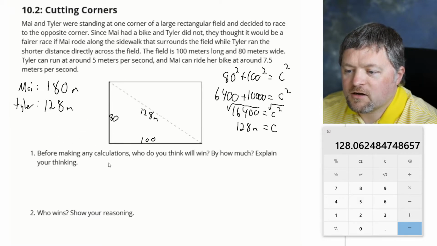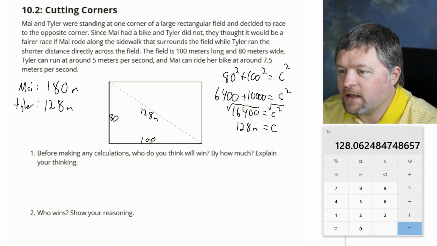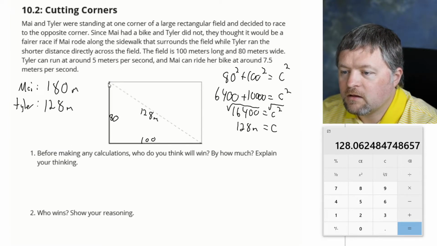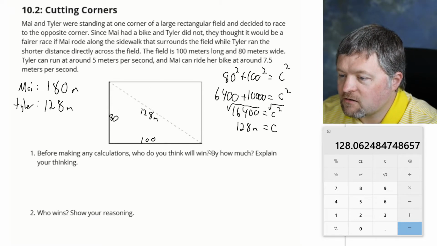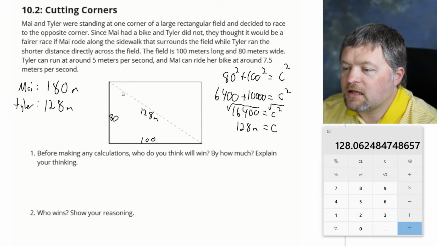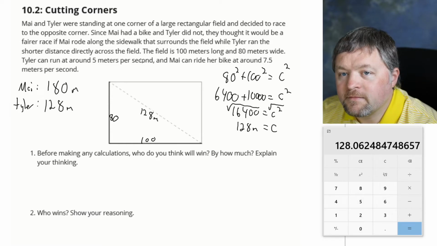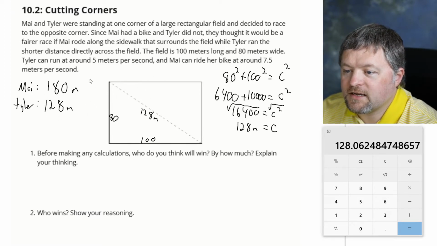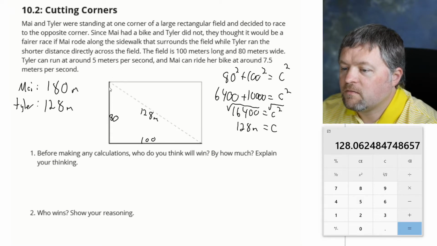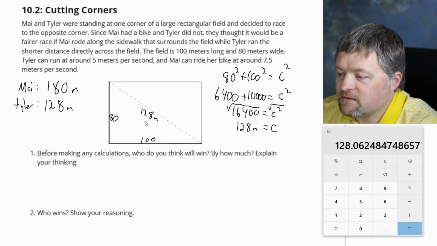Ooh, we should have talked about this a little ahead of time. Before making any calculations, who do you think will win? Well, Mai's going faster. Tyler is going less distance. So does the distance or the speed they're going have a greater effect on who wins?